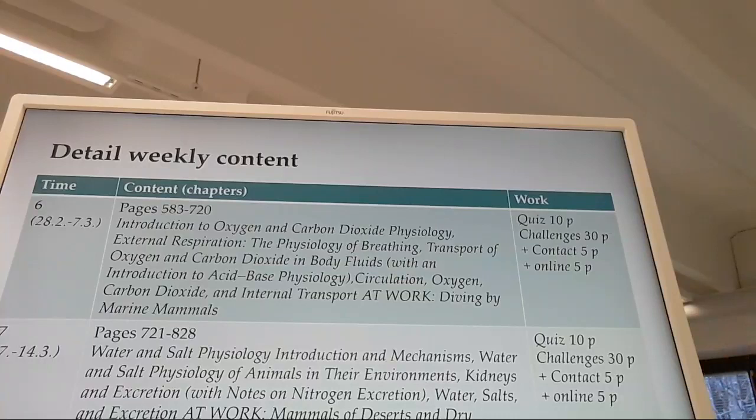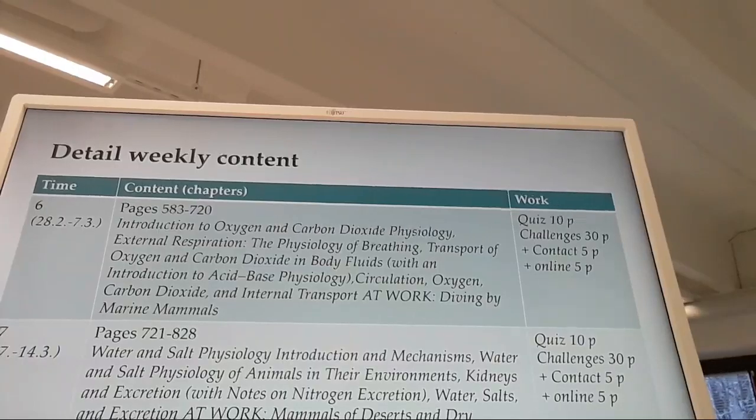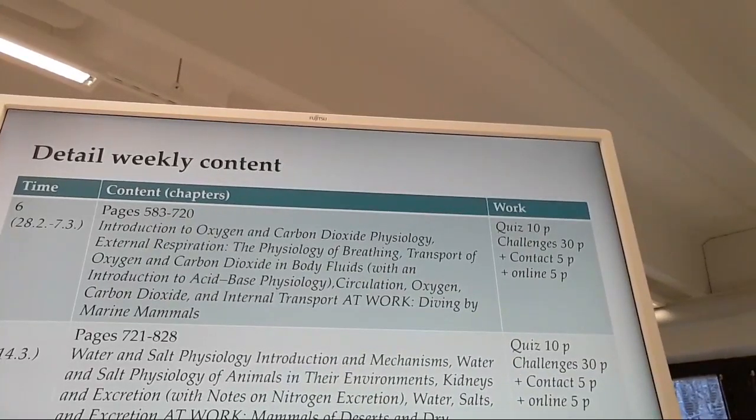But of course then we will end with the mammals of deserts and dry savannas, which is something that we don't have here in Finland. Okay, so this kind of content we will have during the next 7 weeks. I hope you will find some interesting parts to follow and some new stuff that you didn't already know, and we will have fine discussions at the contact meetings and in the online chat, etc.